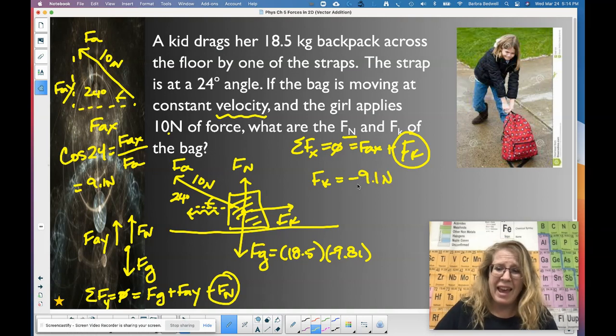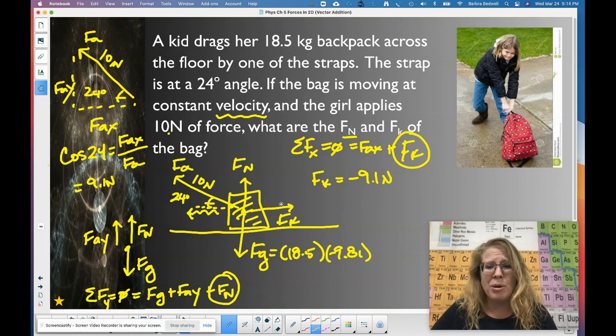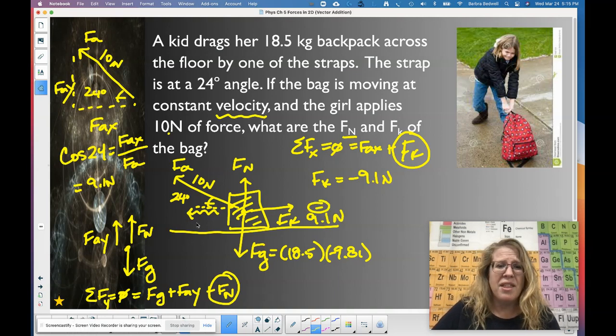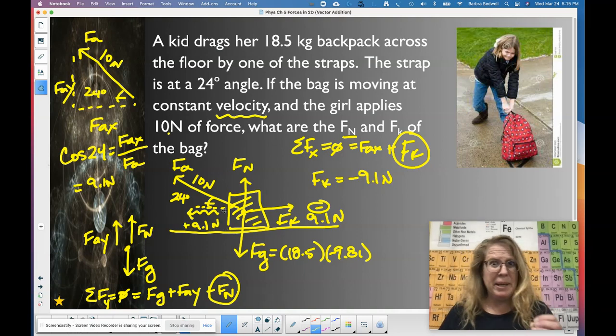If FAX, the applied force to the left, is 9.1 newtons, FK, the opposite direction, has to be equal to 9.1 newtons. And again, this would be negative. This version of it here would be 9.1 positive newtons. Okay, again, it's a big leap. I get that.